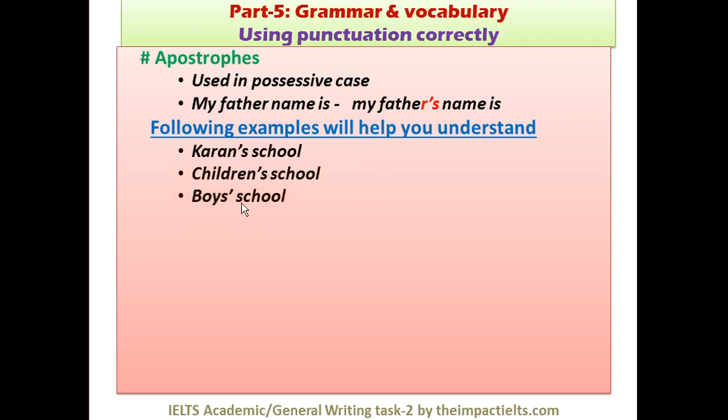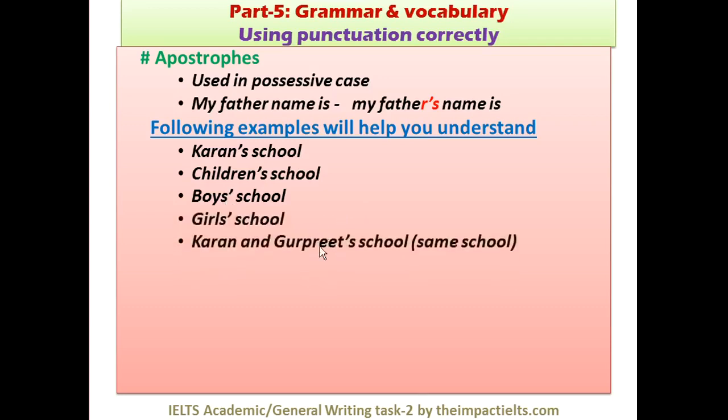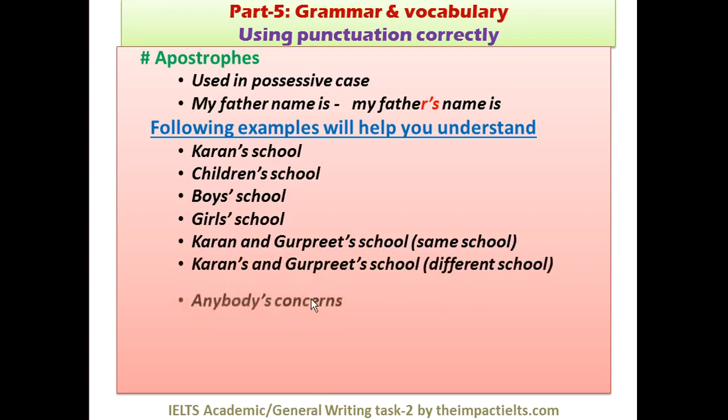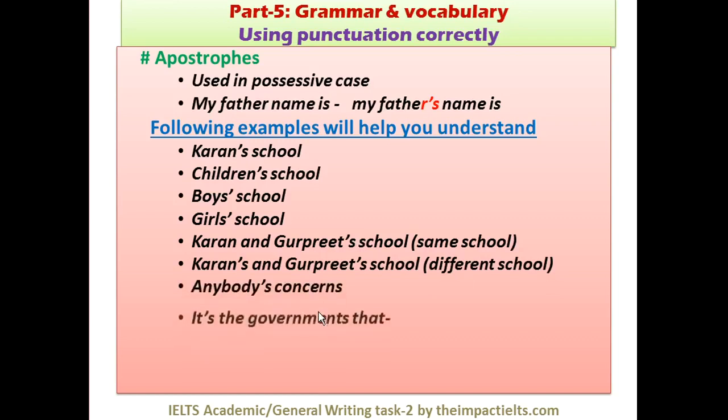Now see the difference. Here the apostrophe is used after s because we are using it after a plural which ends with s. So for any plural or any word that already has an s, we use the apostrophe after the s. The same is here. If we're talking about a school, and both of them are in the same school, we use the apostrophe after the second name: Karan and Gurpreet's school. But if we're talking about two different schools, then Karan's and Gurpreet's schools. Anybody's concern, we use it like this.